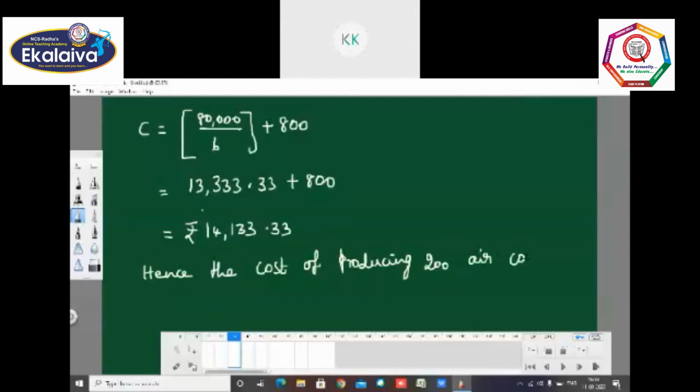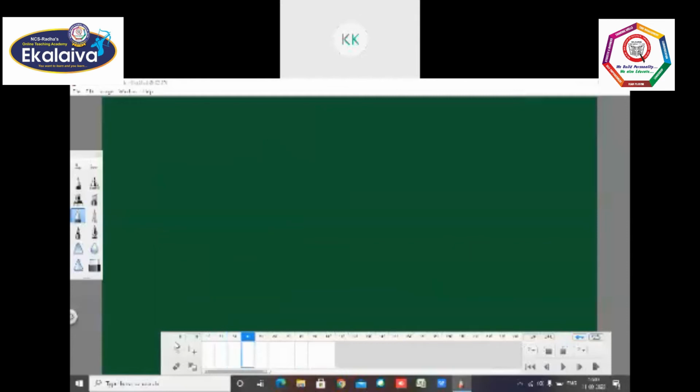Check the values. The cost of producing 200 air conditioners is rupees 14,133.33. Is it clear, children?